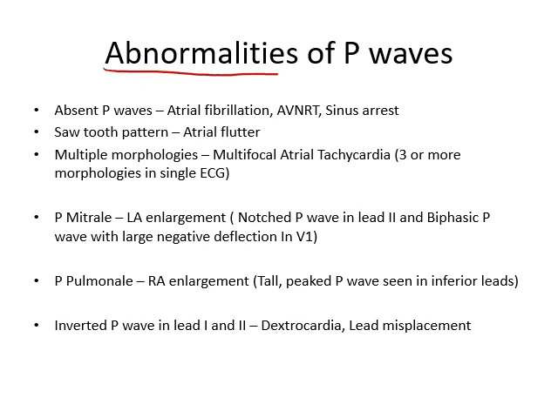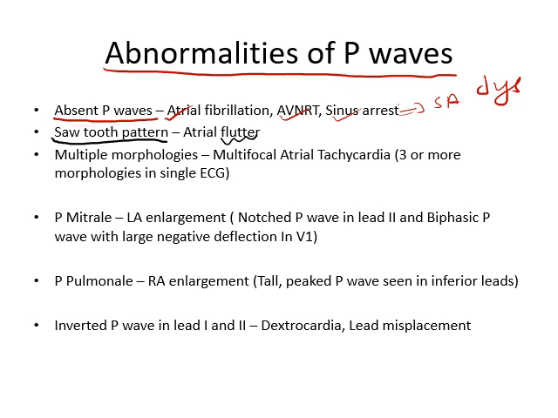Coming to the abnormalities of P waves, number one and perhaps the most important one being absent P waves. It is seen in atrial fibrillation, AV nodal reentrant tachycardia and sinus arrest. Atrial fibrillation and AVNRT are arrhythmias that I talk about in detail in the lecture on arrhythmias. For now, for sinus arrest, just remember that sinus arrest is SA node dysfunction. Then there is a very characteristic pattern called as sawtooth pattern of P waves that is seen in atrial flutter. You can remember this as something looking like this, a pattern which looks like blade of saw.